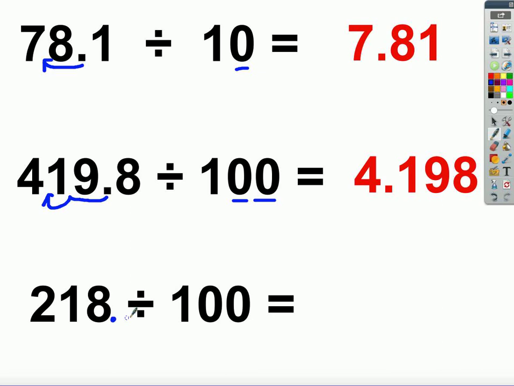Now 218, remember the decimal's right at the end. This time I'm dividing by 100, and if I divide by 100, I'm going to move to the left 2 spots. So if I took 218 and divided it by 100, I would get 2 18/100ths. That's how you divide by a power of 10.